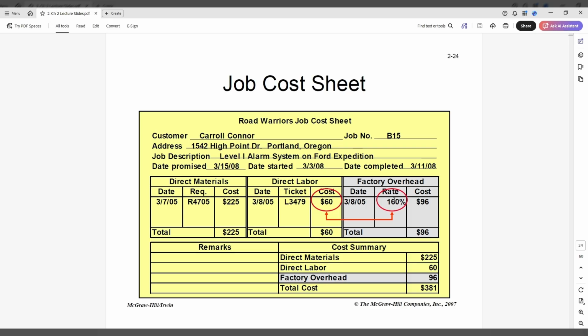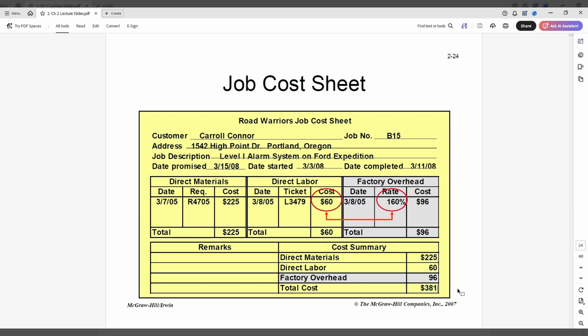But we've come up with this method, or this allocation rate, and we say, okay, now we know we had $60 direct labor cost, and we have already planned to put 160% of labor costs in as overhead. And so therefore we're going to charge $96 of overhead on this job.